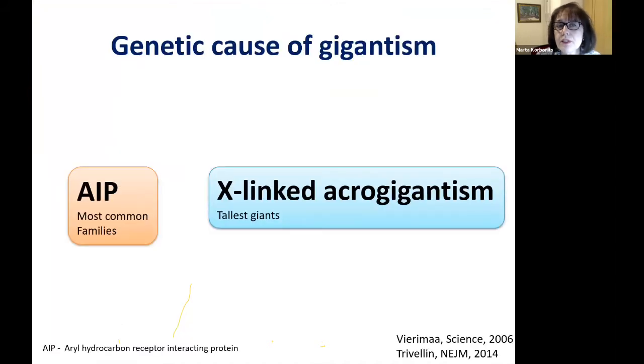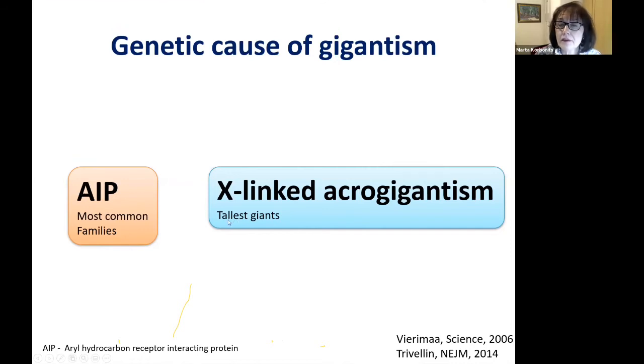So if we think about the genetic causes of gigantism, I would like to talk about the two main causes and one gene, which is called AIP, here is the long name, which is the most common genetic cause of gigantism. And most of our families, if not almost all the families described, are due to this particular gene abnormality.